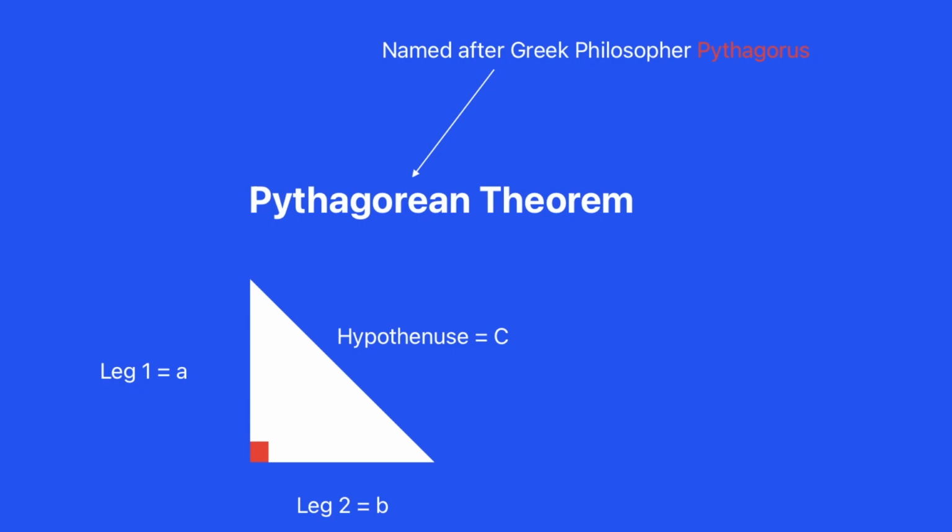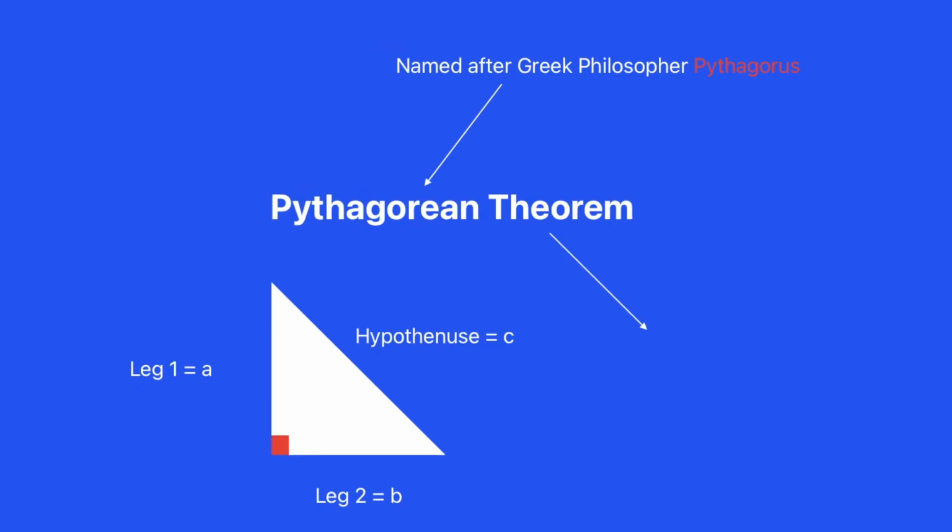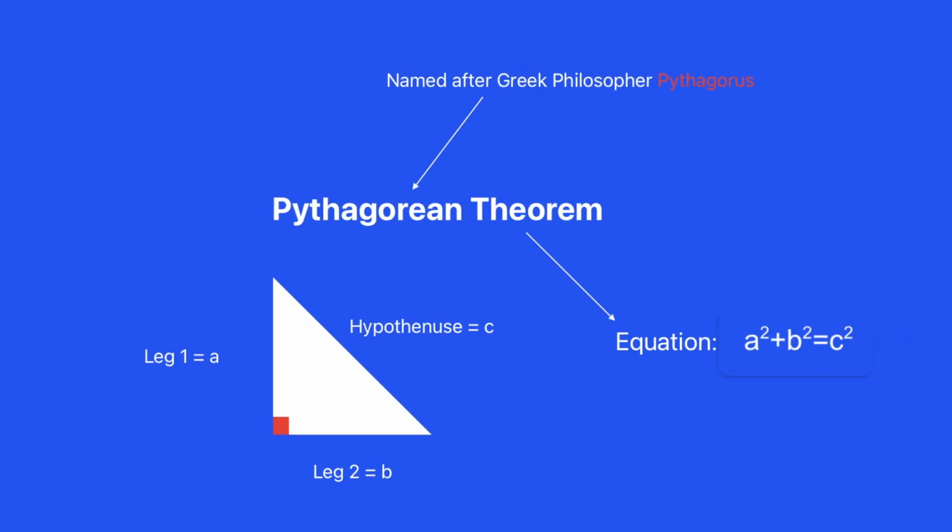Using the Pythagoras theorem, we will be able to find a missing hypotenuse or one of the missing legs. So now that we know the different parts of a right triangle, we will now be able to use the Pythagoras theorem equation. For this, the equation is a squared plus b squared equals c squared, and this can be interchanged to find any of the missing components.